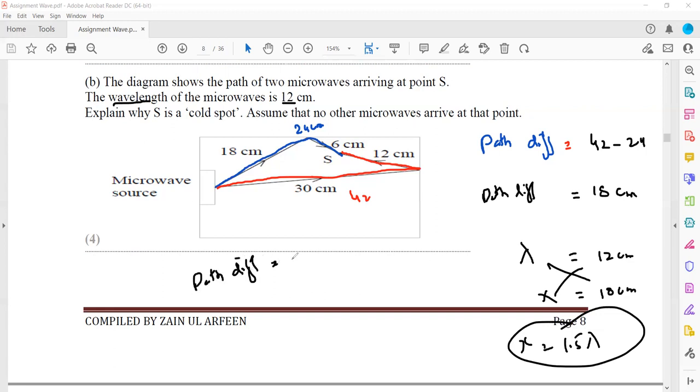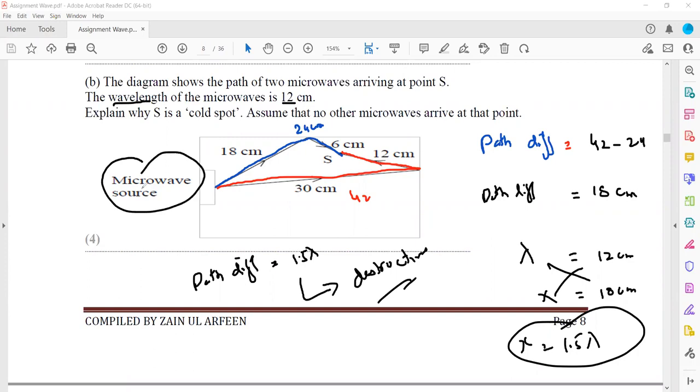if path difference is half lambda, 1.5, 2.5, 3.5, what kind of interference will occur? Constructive or destructive? If the path difference is half lambda, 1.5, there will be a destructive interference. So if there is a destructive interference, what will be the result? If these are the microwaves which combine to produce heat, we'll have a cold spot. Cold spot means at this point the two waves completely cancel out the effect of each other.